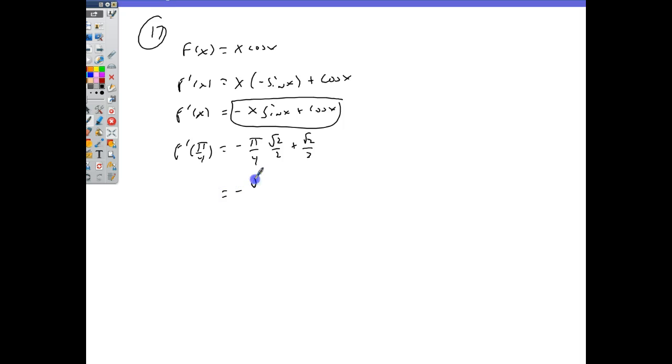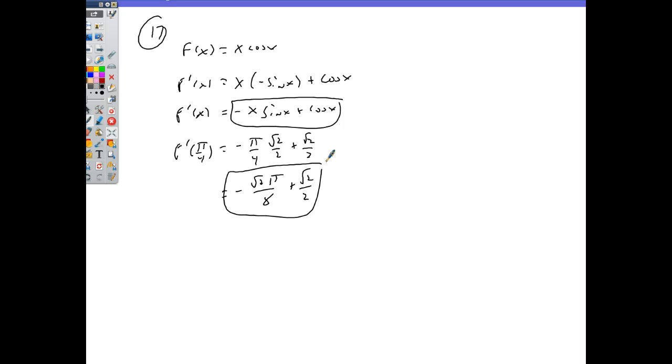So this is ugly: root 2 pi over 8 plus root 2 over 2. Negative root 2 pi over 8. Yeah. Why is it? You could. No rule against it. It doesn't make it much simpler.